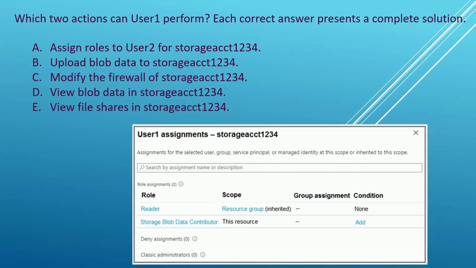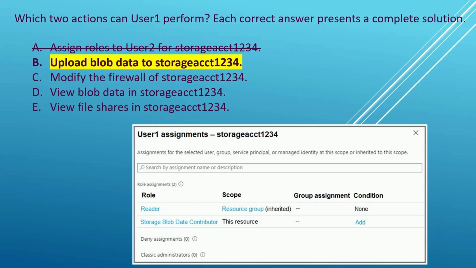And your options are: assign roles to user 2 for storage account 1234, upload blob data to storage account 1234, modify the firewall of storage account 1234, view blob data in storage account 1234, view file shares in storage account 1234. Friends, the first option is obviously incorrect. To assign roles, user 1 needs either an owner role or user access administrator role. So you can rule that out. Now, since the user has blob data contributor role, they will be able to upload blob data to the storage account, making option B a correct choice.